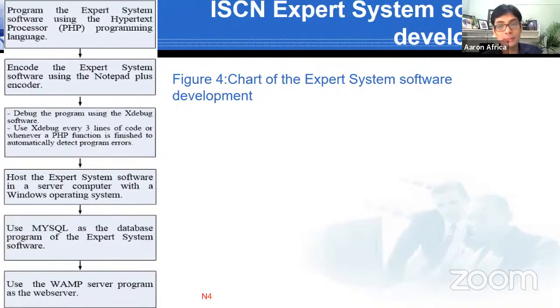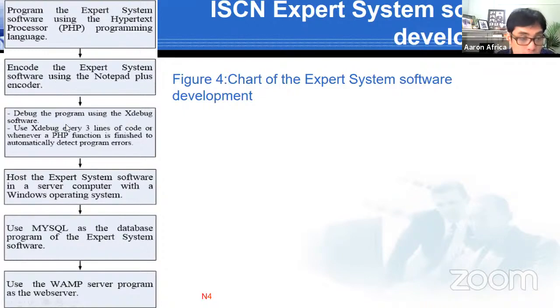Now, let me discuss the ISCN expert system software development. In the first chart, we program the expert system software using Hypertext Preprocessor, or PHP programming. This was used because it can make the expert system web-based, and it can run in different operating systems like Windows, because PHP supports Windows and Linux. The software that was used to code the expert system is Notepad Plus, as we said earlier.